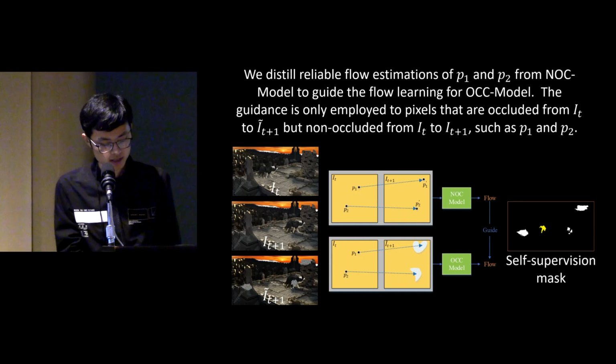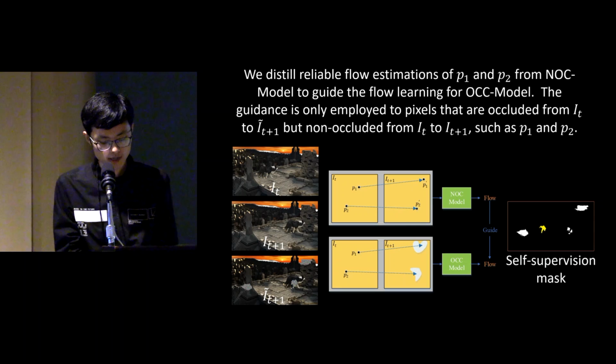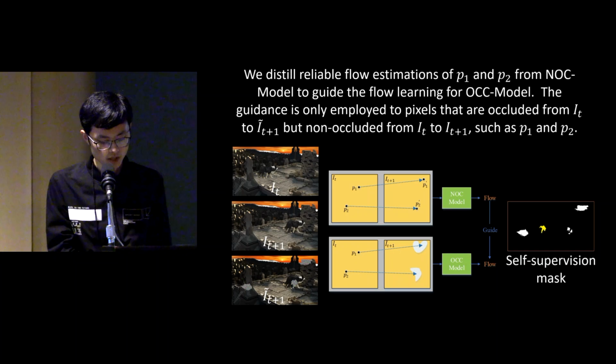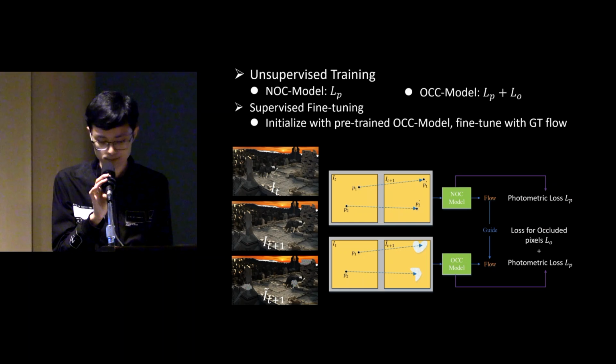Luckily, we have estimated the optical flow of P1 with the NOC model. Then we can distill reliable flow estimations of P1 to guide the flow learning of the OCC model. Note that the guidance is only applied to those newly occluded pixels, such as P1 and P2.